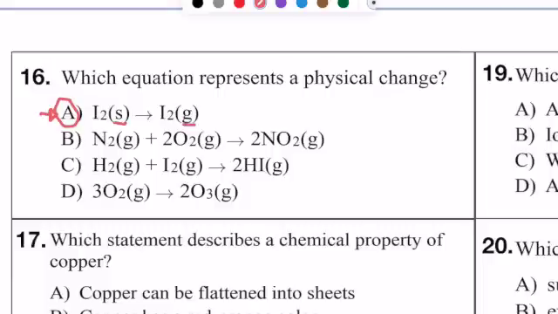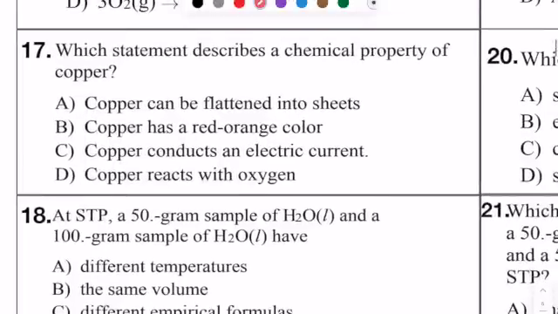For number 17, which statement describes a chemical property of copper? A chemical property is once again a property that if changed will change the chemical composition of that substance. Meaning, if we change this property, then that substance is not going to be copper anymore. So if you look at option A, it says it can be flattened into sheets. It's just a different shape, but it's still copper.